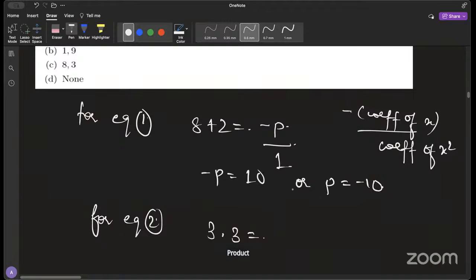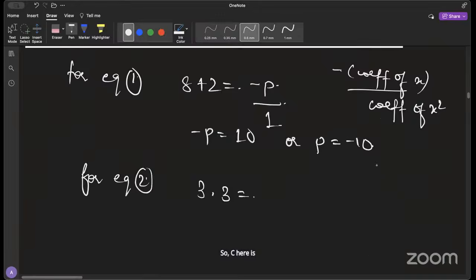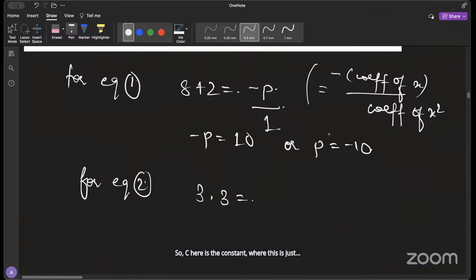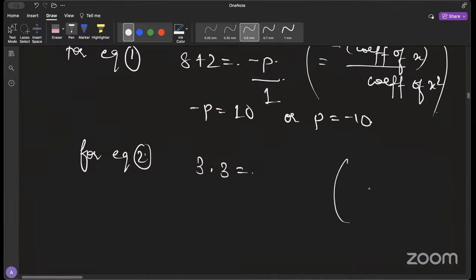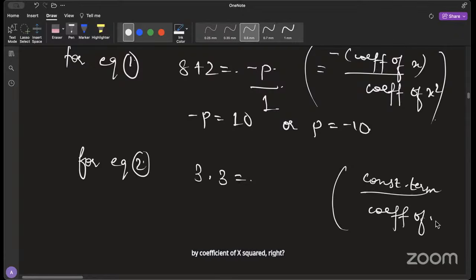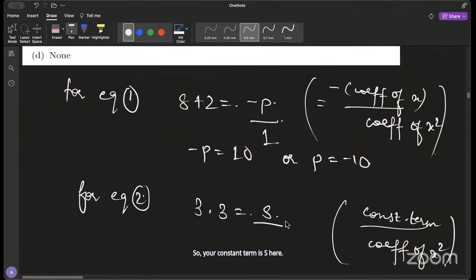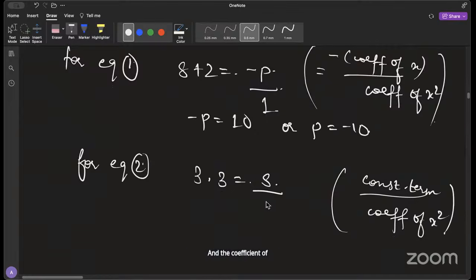Product of roots is given by c by a, right? So c here is the constant term by the coefficient of x square. When you say c by a, this is what you mean. So your constant term is s here, and the coefficient of x square is 1. That means s should be equal to 9.